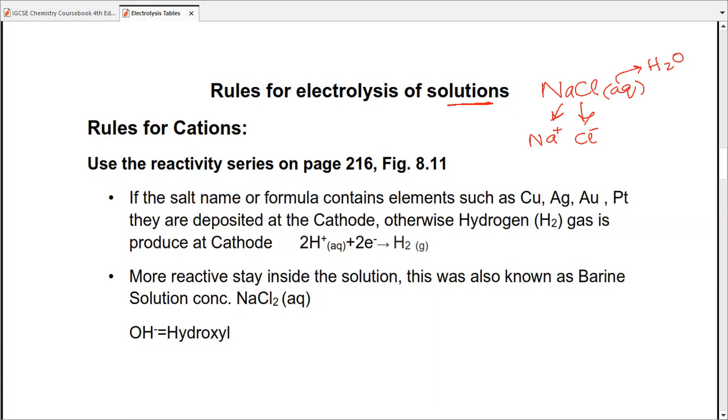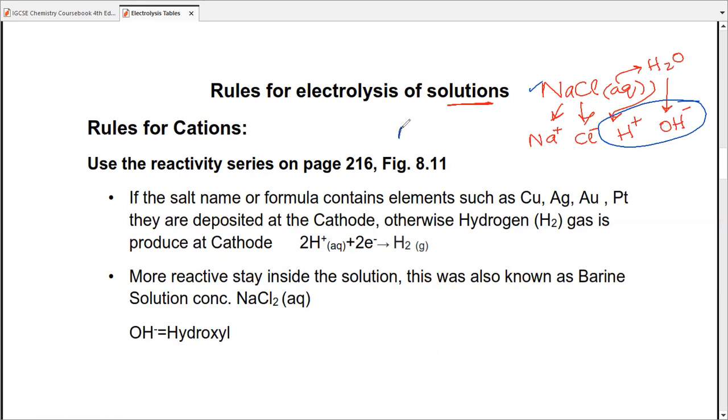And what are those ions? Let's clarify. Water is going to give us an H+ ion, and it is then going to give us an OH- ion. So every time we have something made in a solution, these two ions are a must. You may change the salt, these two ions may change, but H+ and OH- will always be there.